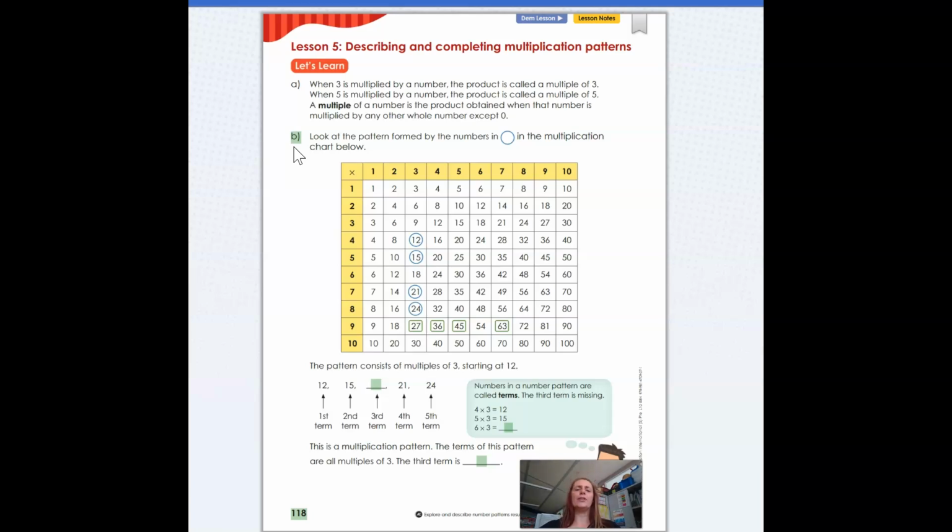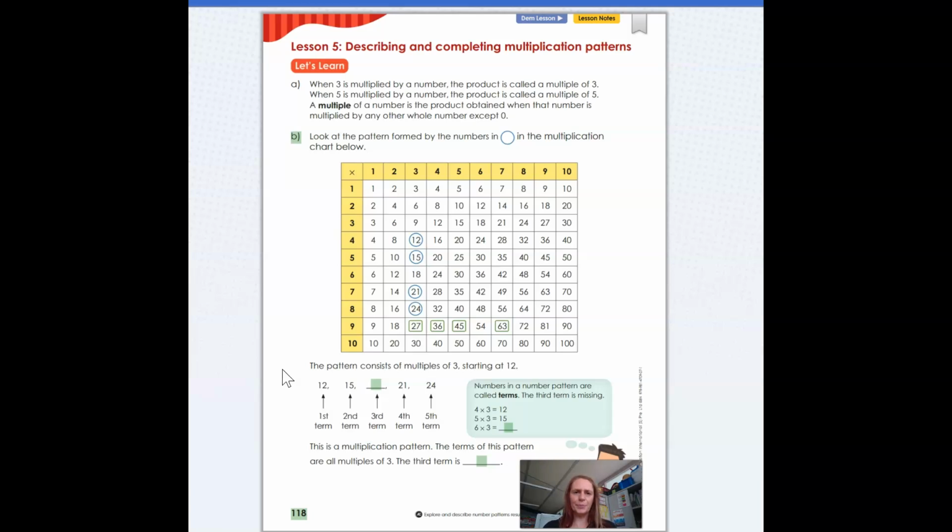Okay, so B, look at the pattern formed by the numbers in the circle in the multiplication chart below. Okay, so let's look at the pattern together. We're in the 3 column and we have 12, 15, 21 and 24. Okay, so we come down here. The pattern consists of multiples of 3 starting at 12.